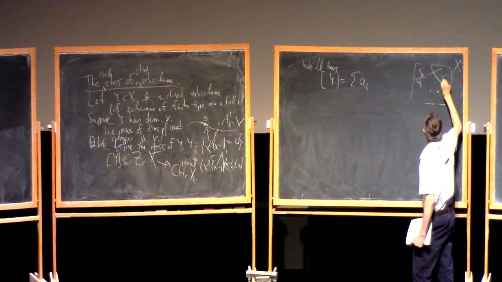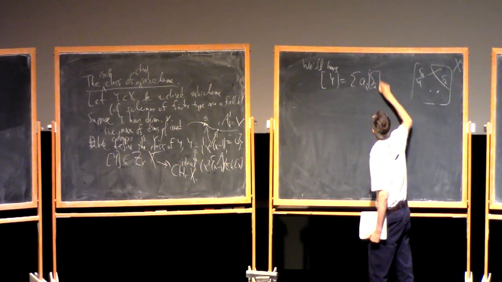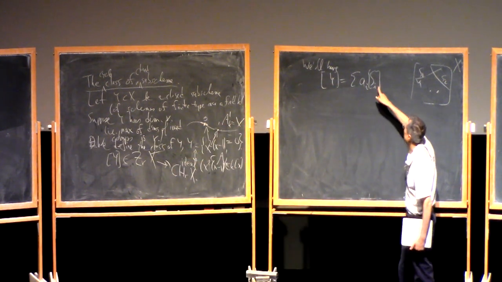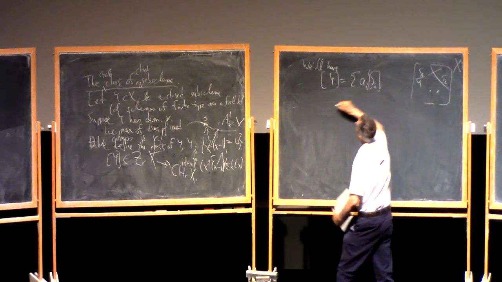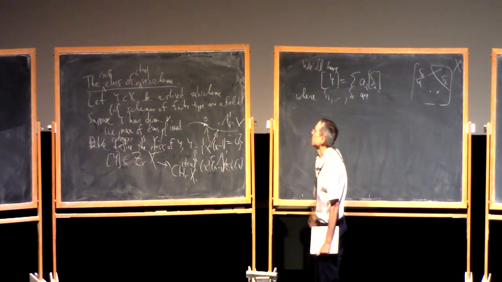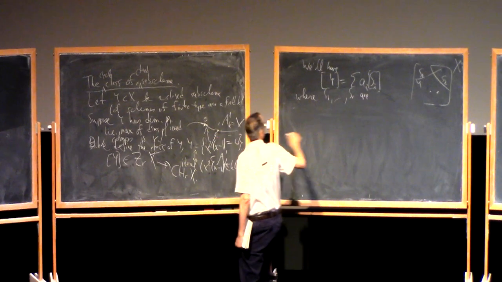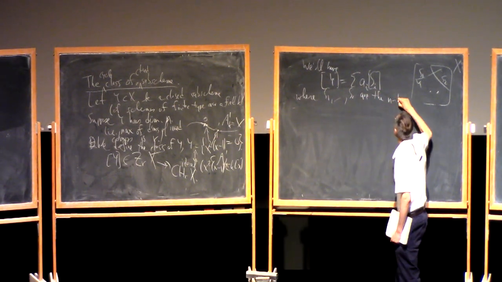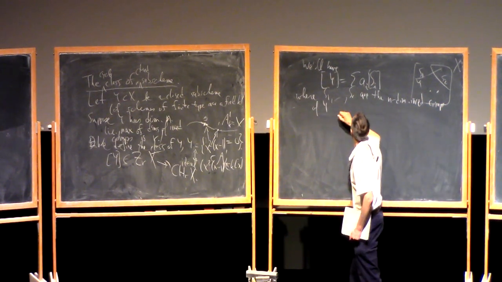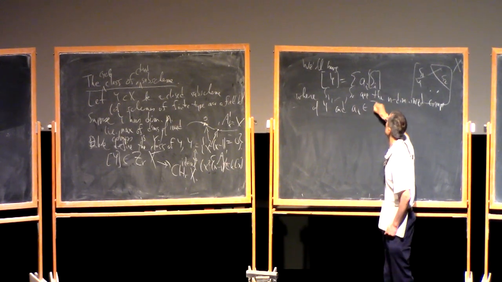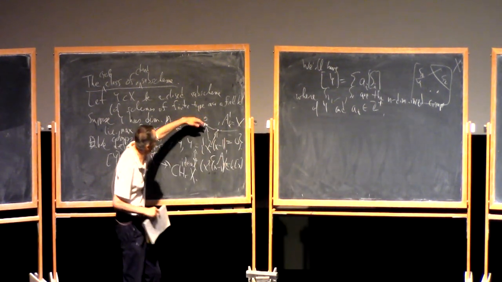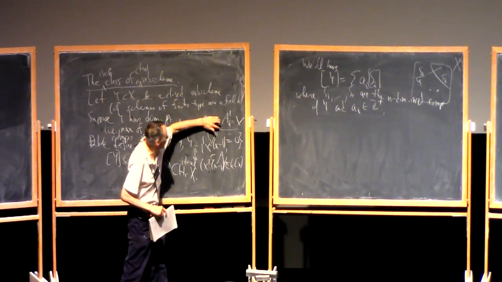Elements of this cycle group are just integer combinations of subvarieties. They are sums of a_i times S_i, where the S_i are the n-dimensional irreducible components of Y, and the a_i are some positive integers, which I have to specify. So like in the picture, the cycle associated to this closed subscheme would be the point 0 times 2 plus 1 times the point 1.